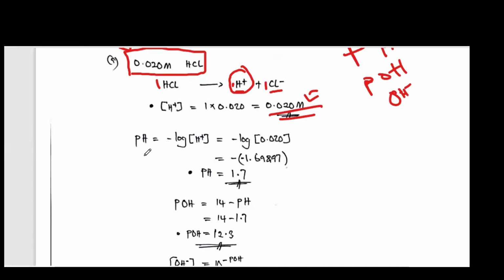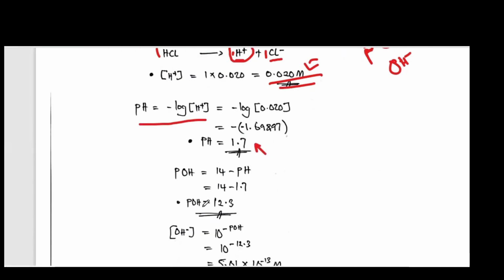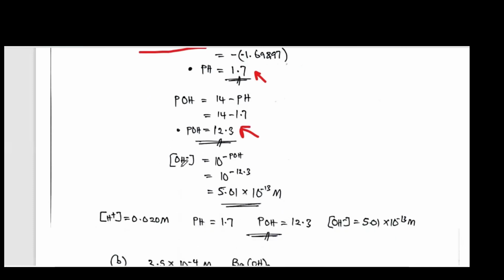So just substitute into this formula the concentration here. You're going to get your pH. Then for that pH, we know that pOH will just be equal to 14 minus pH. And then we'll get that as our pOH. And then to get our OH concentration, we're just saying 10 to the power minus pOH. So we know where this is coming from, right?